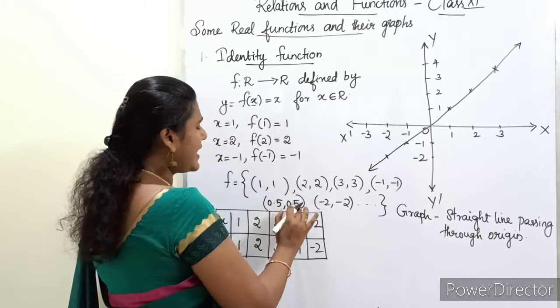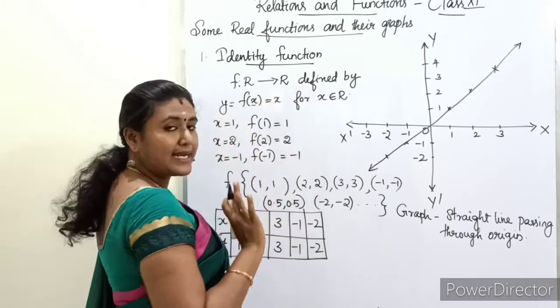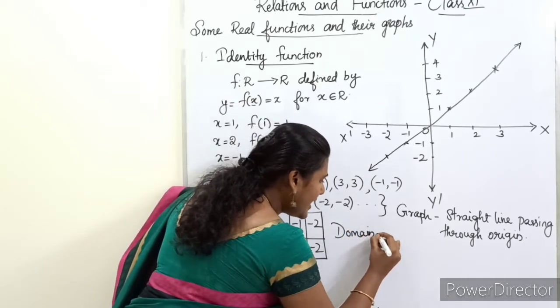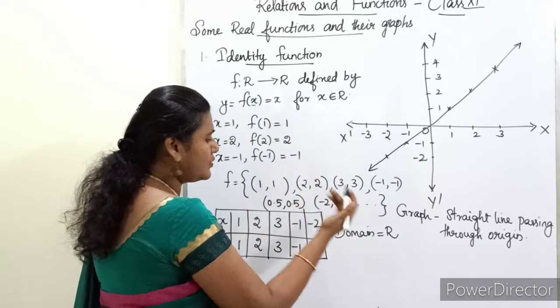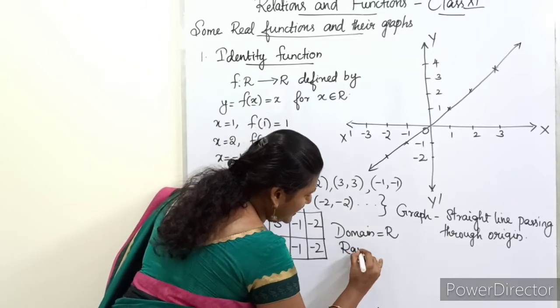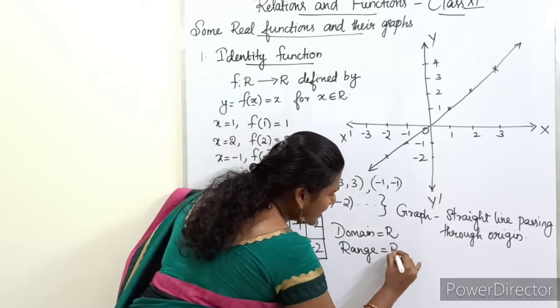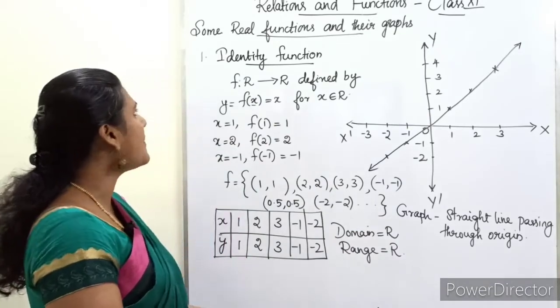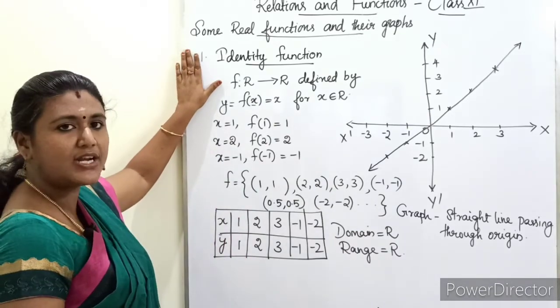So all the real values x can take, the domain is R, and the same values you are getting as y values. So the range is also R only. So for an identity function, domain and range will be R. So we have completed the first function, the identity function.